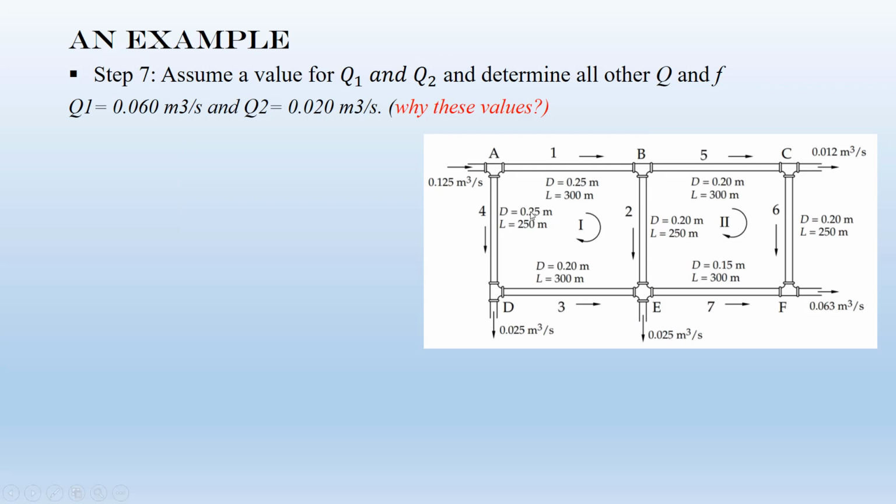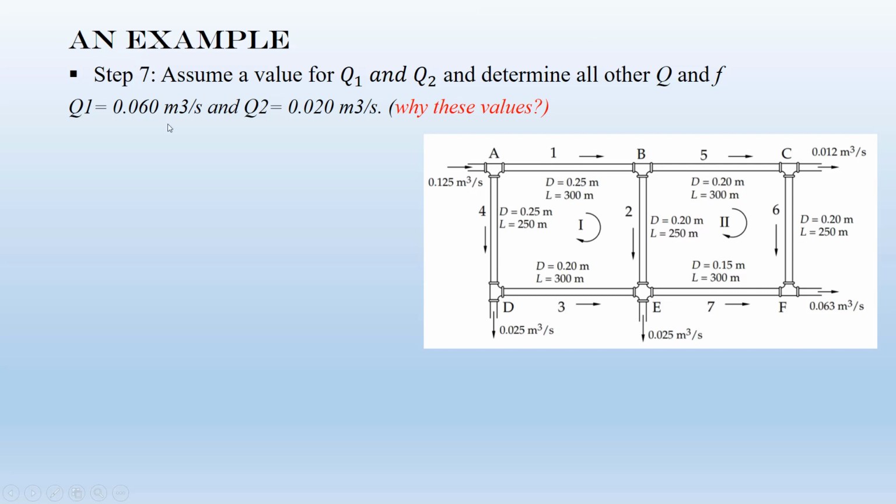Q1 and Q2. You need to assume an initial value for Q1 and Q2. Here, I assume that Q1 is 0.06 cubic meter per second and Q2 is 0.02 cubic meter per second. You can start from any value, guys. It's totally up to you. Eventually, you can get the results. However, if you start from a reasonable value, you need less iteration to find the final answers.